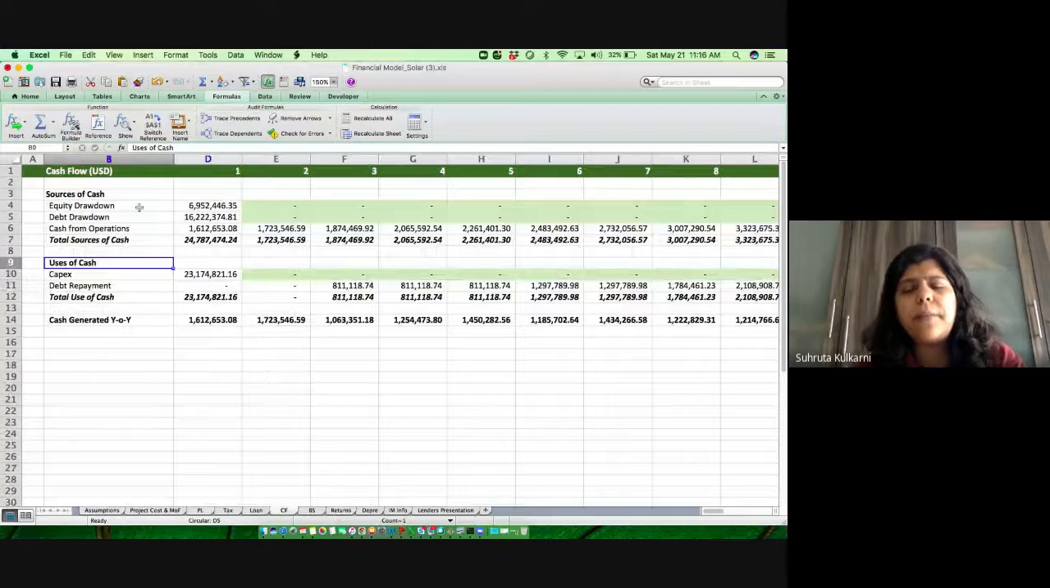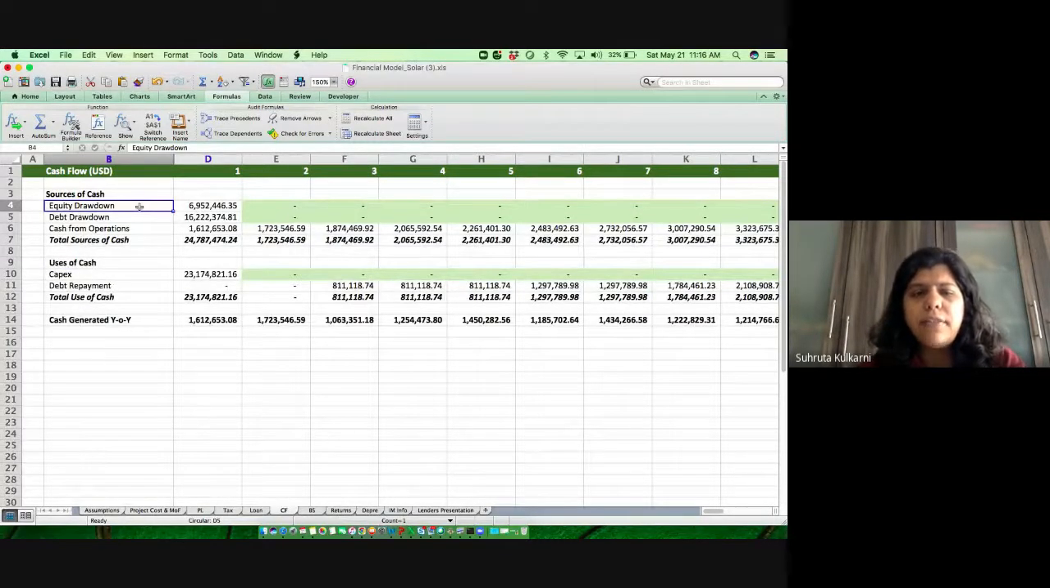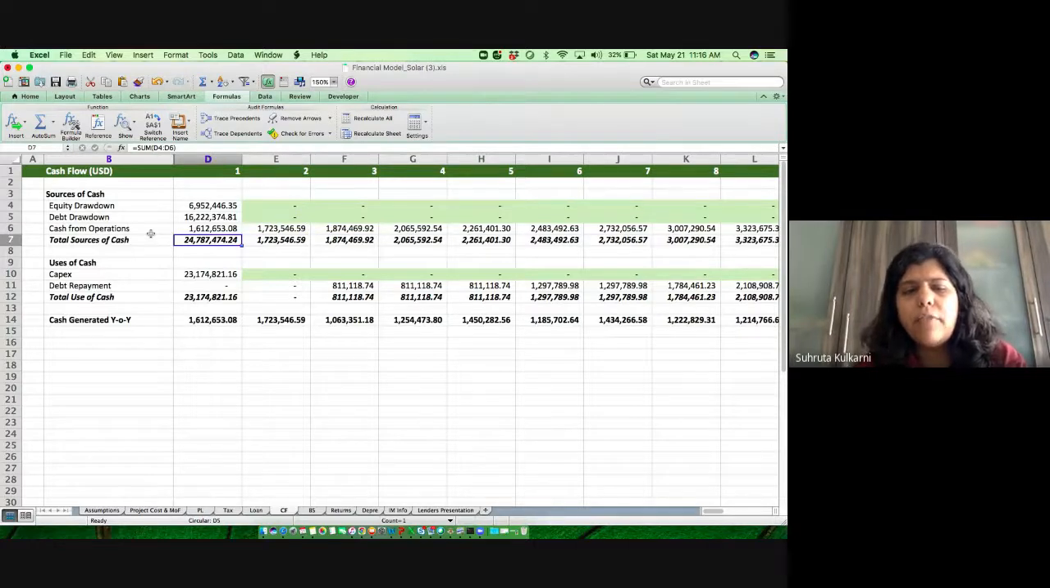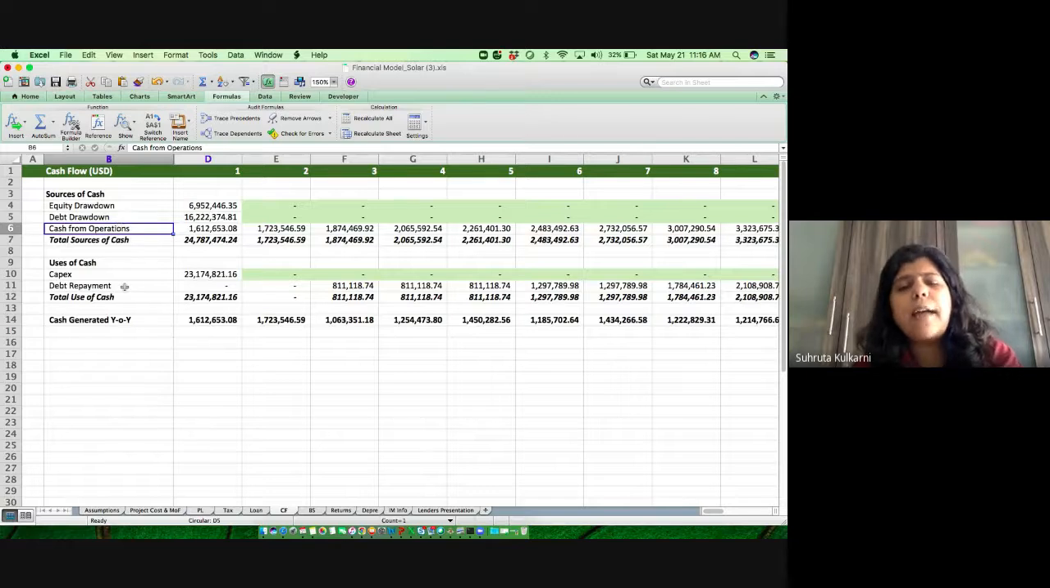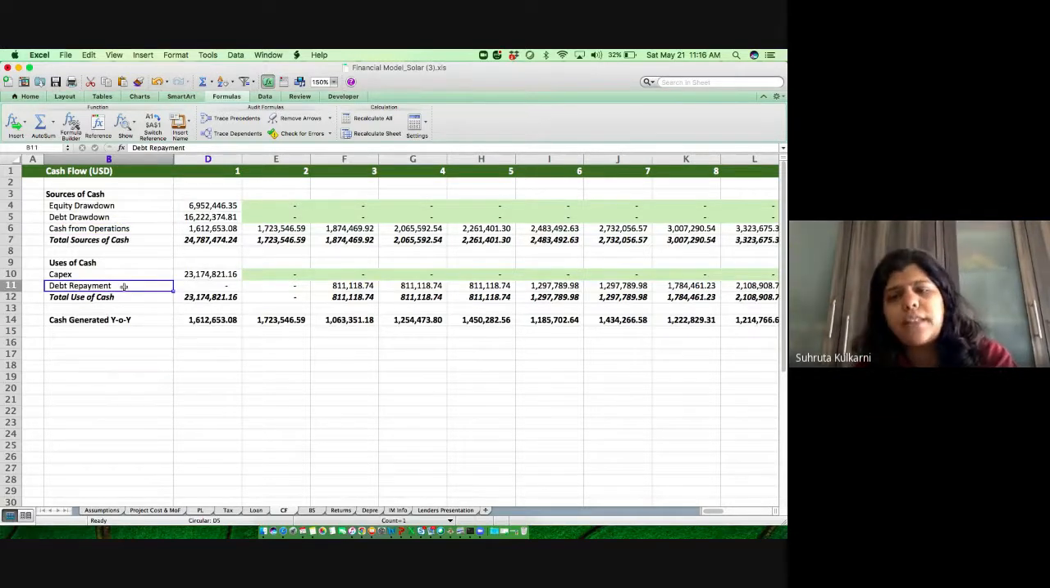Typically here there are only two sources of cash: equity and debt drawdown, and the cash from operations which I'm generating year on year. This is my source of cash. As for where I'm using the cash, all the equity and debt I'm using only for capex, and I'm also using cash to pay off my debt repayment. Expenses and all that are obviously taken care of in the cash from operations. I'm not doing any investments here because it's a project financial model. There is no cash flow from investment activities, and I haven't considered all of that. So cash flow from financing activities and cash flow from operating activities is what I have considered over here.